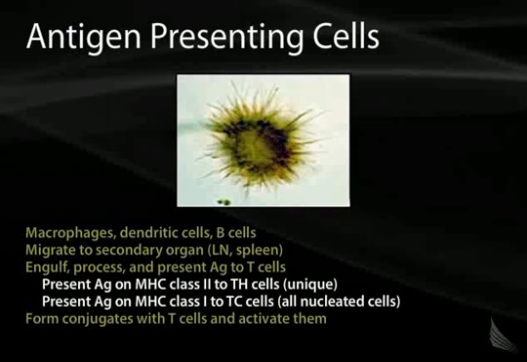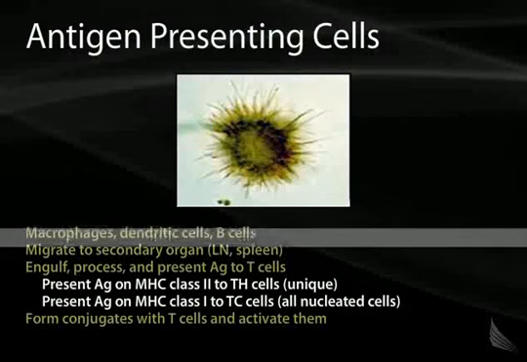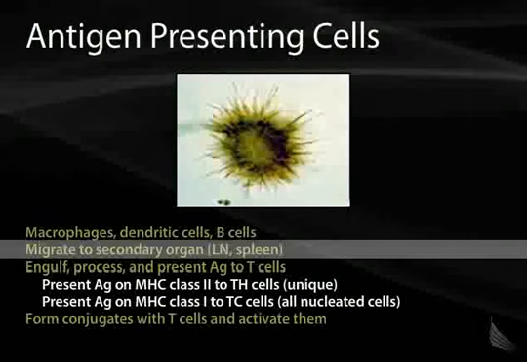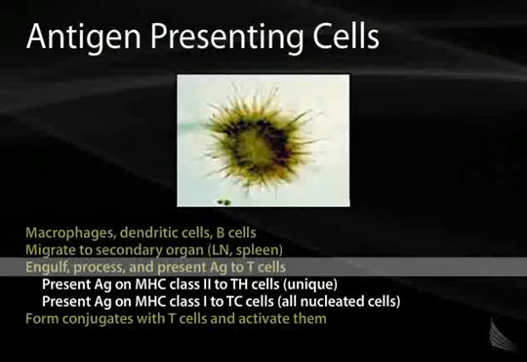Antigen-presenting cells are the other important cell involved in T-cell immunity. When we talk about antigen-presenting cells, we're talking about 3 cells specifically: the macrophage, dendritic cells, and the B cells. These are the only 3 cells that are involved in processing and presenting antigen to T cells. And these cells go around, they migrate to secondary organs such as the lymph node and the spleen, and they engulf, process, and present antigen to T cells.